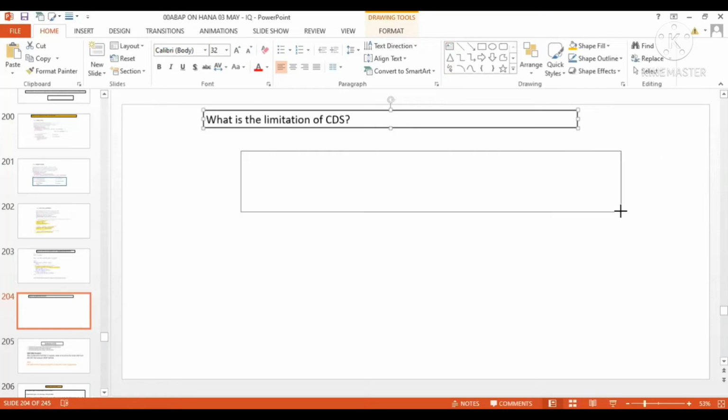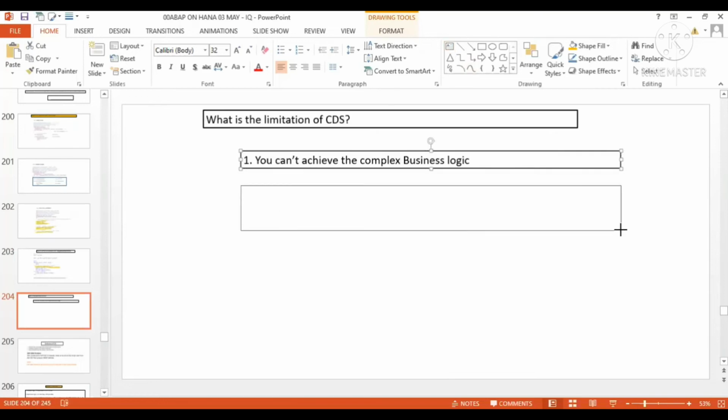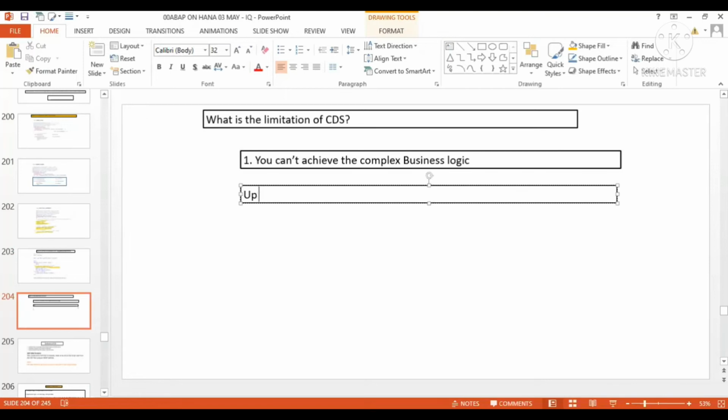So the very first limitation of CDS is that you can't achieve complex business logic, but up to some extent, right? So what is the limitation? This is the biggest limitation of CDS. You can't achieve complex business logic with the help of CDS, but up to some extent, using the CDS table function, you can achieve complex business logic.